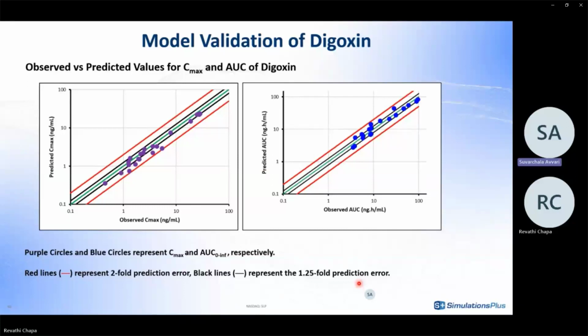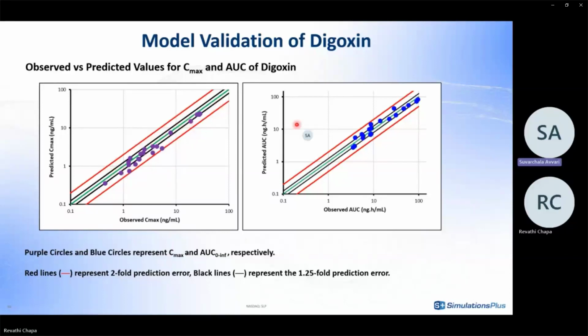And in this slide, what we are seeing is the results of the model validation of digoxin, where we compared the observed Cmax and AUCs to the predicted Cmax and AUCs. Here the purple lines represent the comparison of the observed and the predicted Cmax, and the blue circles represent the comparison of the observed and the predicted AUCs. The red lines represent the twofold prediction errors. The black line represents the 1.25-fold prediction errors, and the green line represents the unity.